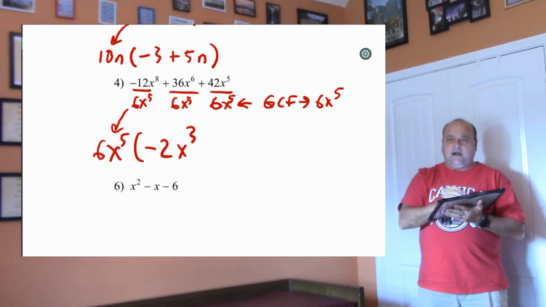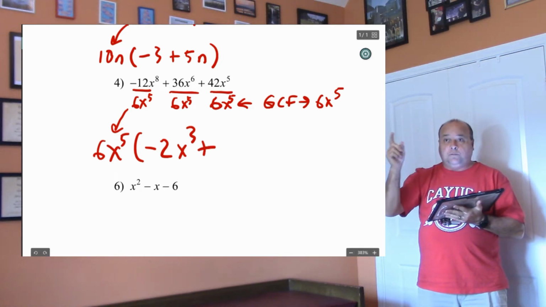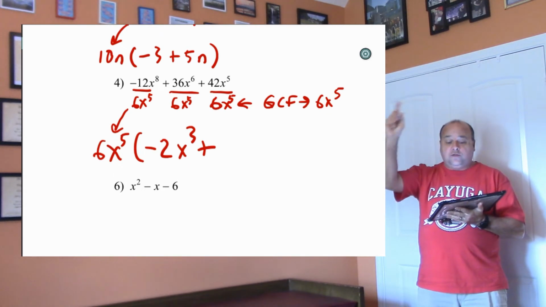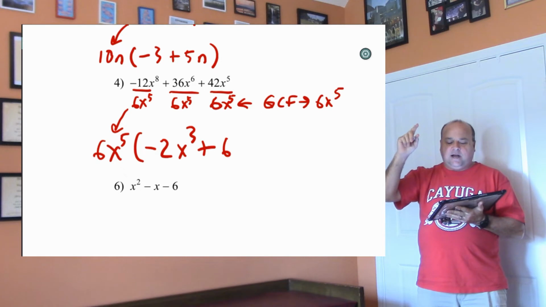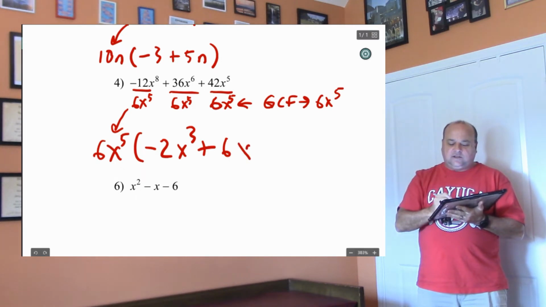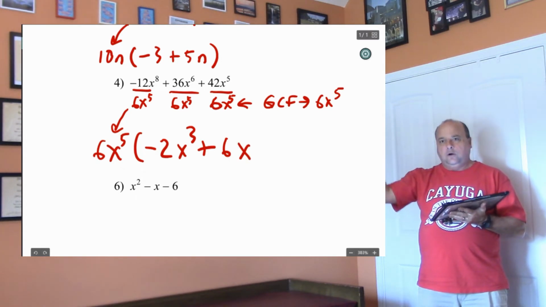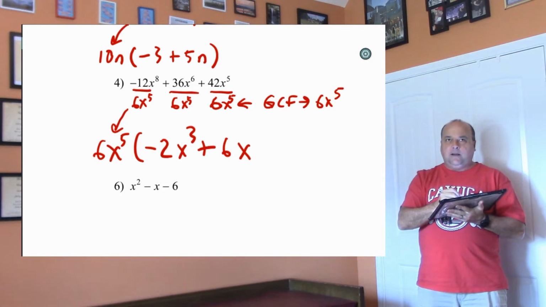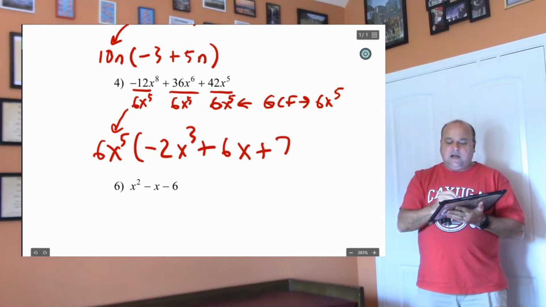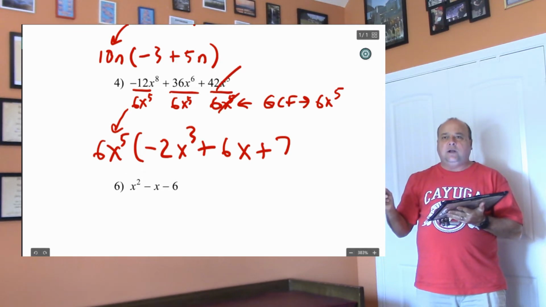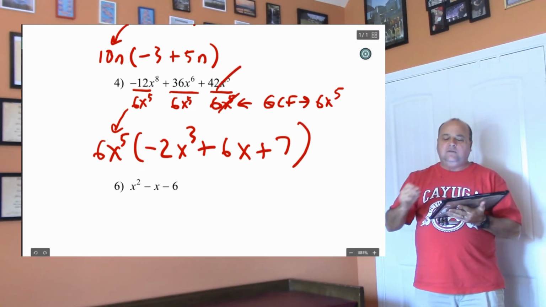A positive divided by a positive is a plus. You need to put the plus after the first term. 36 divided by 6 is 6. X to the 6th divided by x to the 5th is x to the 1, or x. Go to the next one. A positive divided by a positive is a plus. 42 divided by 6 is 7, and the x to the 5s cancel out, don't they? So this would be the answer.